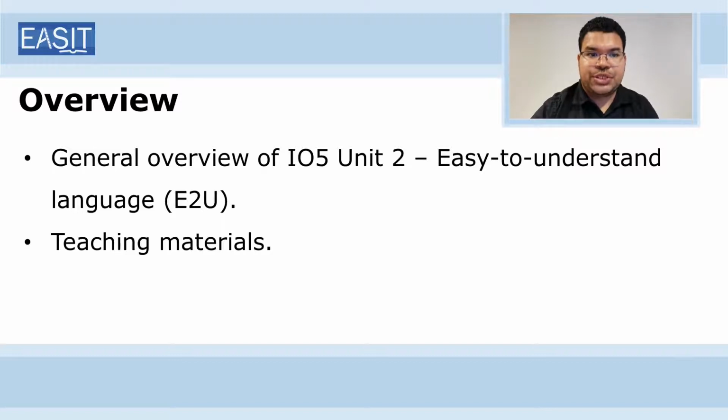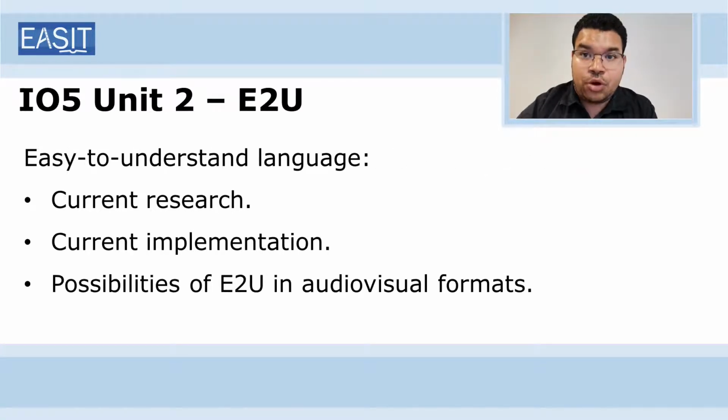In this short video presentation, I will talk about the aspects of ETU that we are covering in Unit 2. Then, I will briefly go into the teaching materials that we are creating for this unit. Overall, IO5 Unit 2 covers the field of easy to understand language. When we talk about easy to understand language, we mean all language varieties for comprehensibility enhancement. In the EASIT project, we focus on two of these language varieties, easy to read and plain language.